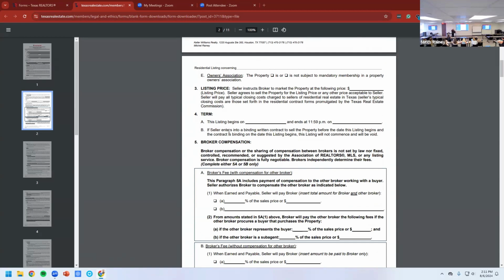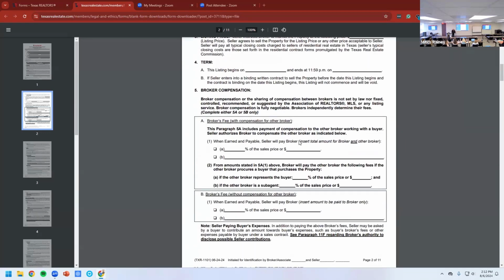With the term, this is when it begins. So if they say it's going to begin on August 15th, you can't put it coming soon on August 12th because your listing hasn't started yet. That's happened also. And if you look at B, if sellers enter into a binding contract to sell the property before the date this listing begins and the contract is binding on the date this listing begins, this listing will not commence and will be voided. Someone put it on early, they got a contract, it's a void listing agreement. So it cannot go on until that listing term.